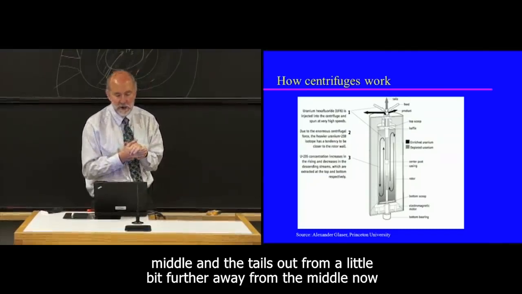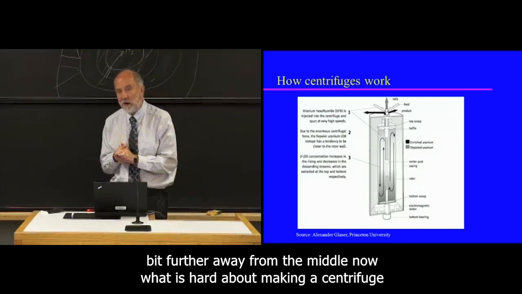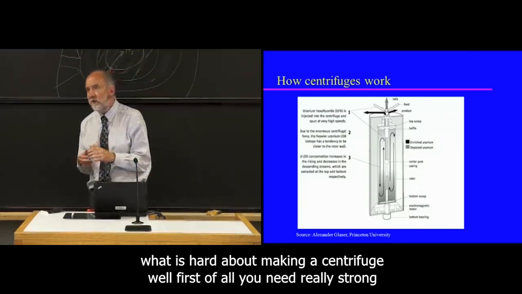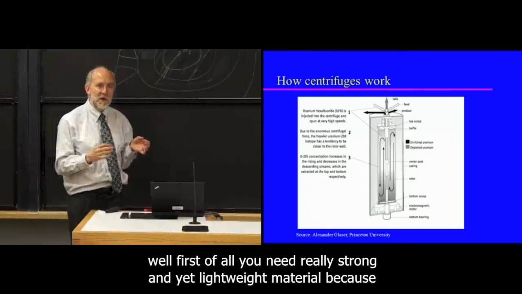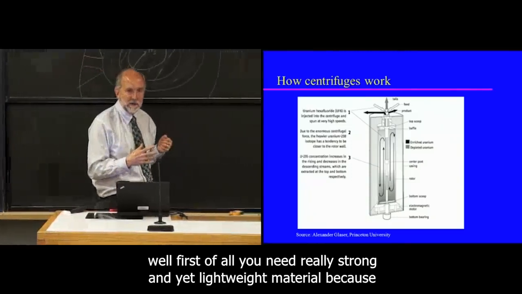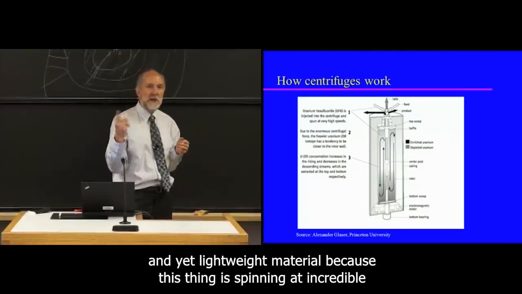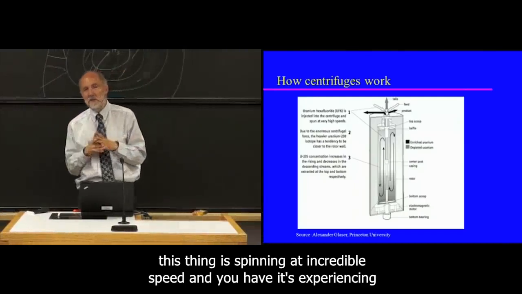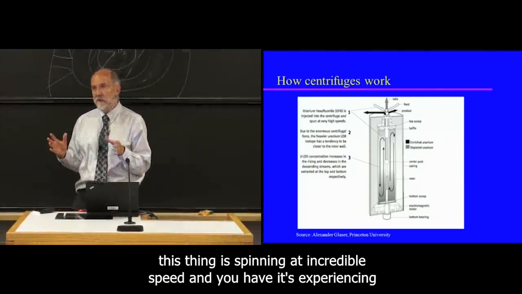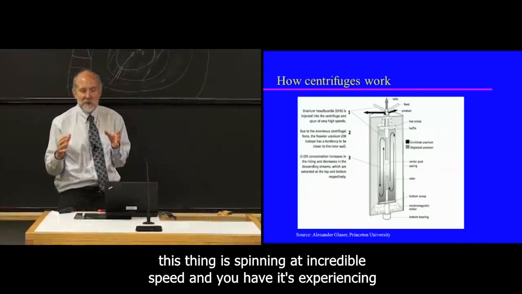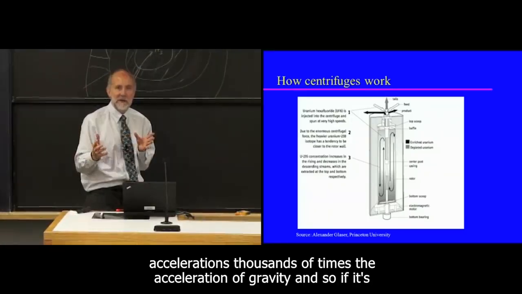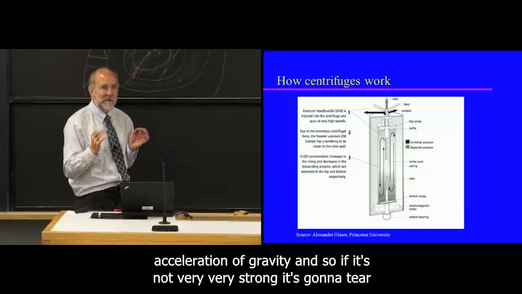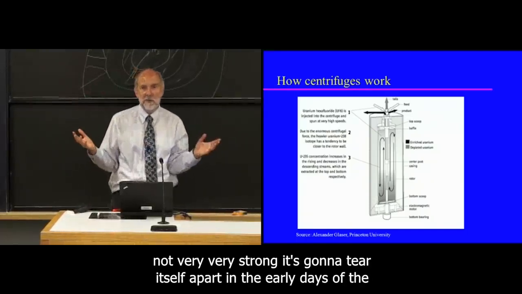Now, what is hard about making a centrifuge? Well, first of all, you need really strong and yet lightweight material, because this thing is spinning at incredible speed, and it's experiencing accelerations thousands of times the acceleration of gravity. And so if it's not very, very strong, it's going to tear itself apart.